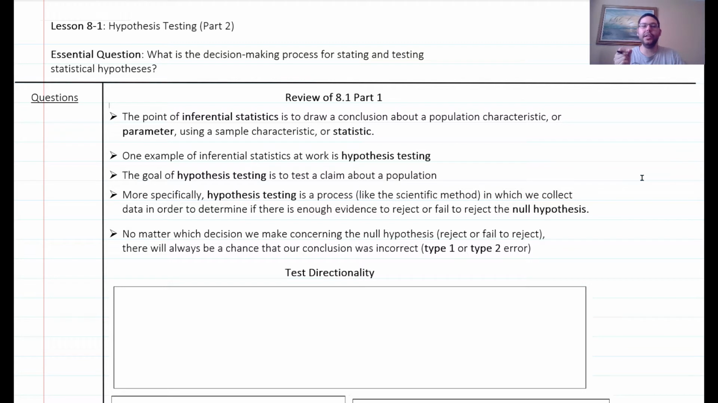That's a key here. No matter which decision we make concerning the null hypothesis, whether we reject or fail to reject, there will always be a chance that our conclusion was incorrect, a type 1 or a type 2 error. So recall that with a type 1 error, you reject the null hypothesis when you shouldn't have, because it was actually "true", and I put true in quotes. And for a type 2 error, you fail to reject it when you should have rejected it because it's not really true. It's really false. So that's what a type 2 error is.